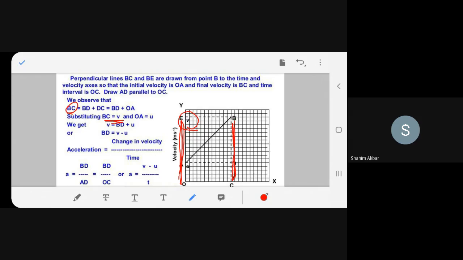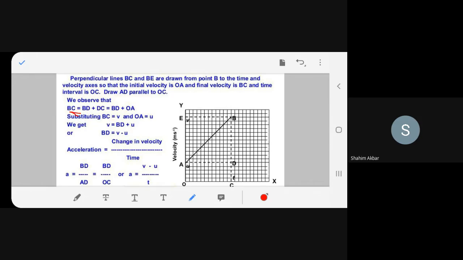Now we come to OA. What is this OA? Can any of you tell me what is this OA? How can I denote it? Which is the symbol that I will be using for OA? What is given over here? What is written over here? U. That's it. So OA is equal to u. So we have got BC, we have got OA. So what I will write?